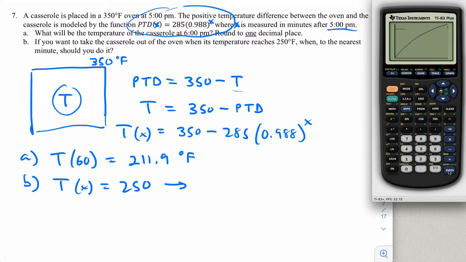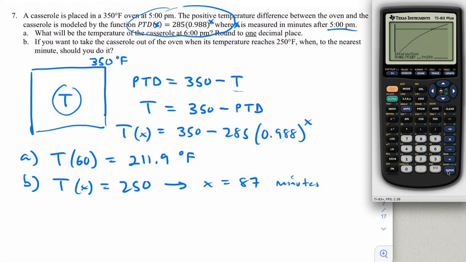We're looking to figure this out to the nearest minute. So there's the intersection point. Calc intersect. Enter for first curve, enter for second curve, enter for guess. And that intersection point is at, to the nearest minute, 87 minutes. So x is equal to 87 minutes.